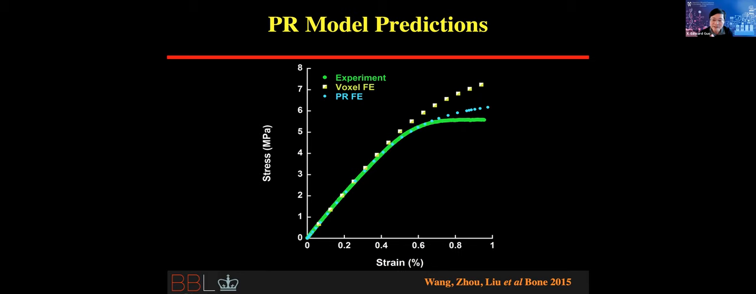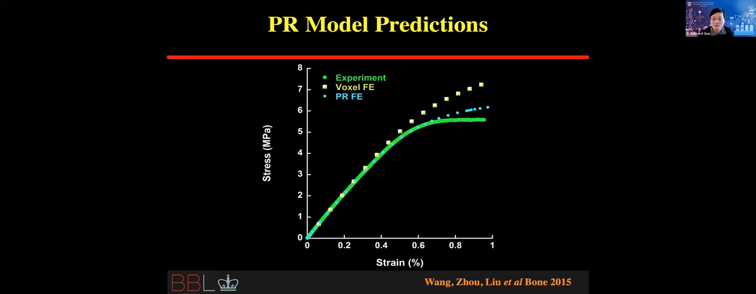Therefore you can see, in the linear region, this straight line here, both the voxel model and the PR model are doing exactly the same, right? And then if you look at when they begin to bend, that's where they begin to fail. And then the plate and rod model actually models it better. Therefore, we can confidently say, by doing this experiment, the trabecular bone is biomechanically described by plate and rod structures.